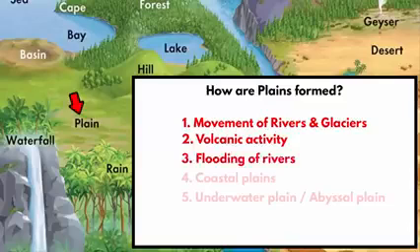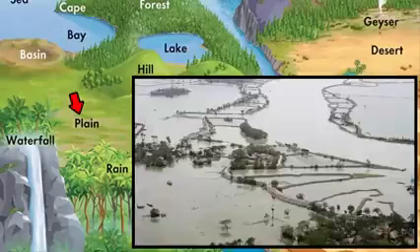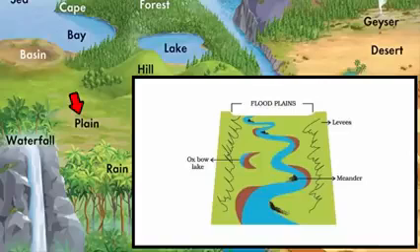Even flooding of rivers can form plains. As a river floods, it overflows its bank. The flood carries mud, sand, and other sediment out over the land. After the water withdraws, the sediment remains. If a river floods repeatedly, over time this sediment will build up into a floodplain. Floodplains are often rich in nutrients and create fertile farmland.